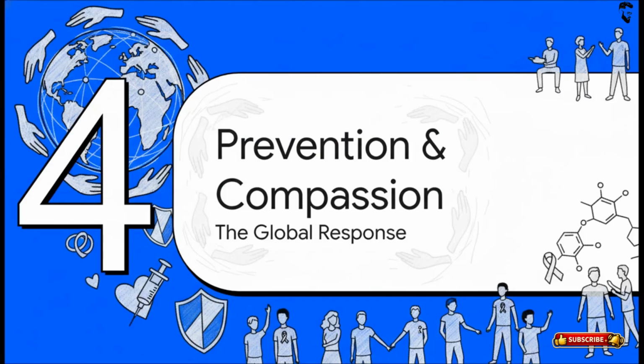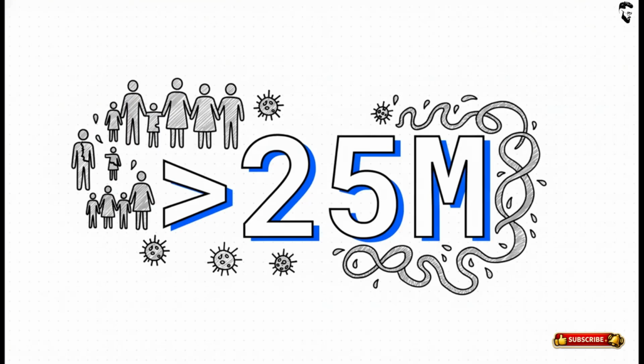The sheer scale of this epidemic obviously required a global response, one that had to be built not just on medicine, but on education, prevention, and a fundamental shift in how we treat each other. And when you zoom out from the individual to the global impact, the numbers are just staggering. Since it was first identified back in 1981, AIDS has taken the lives of more than 25 million people. And that's not just a statistic. That represents millions of families and entire communities changed forever.